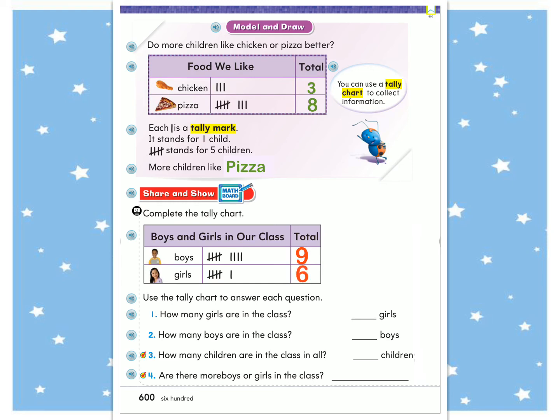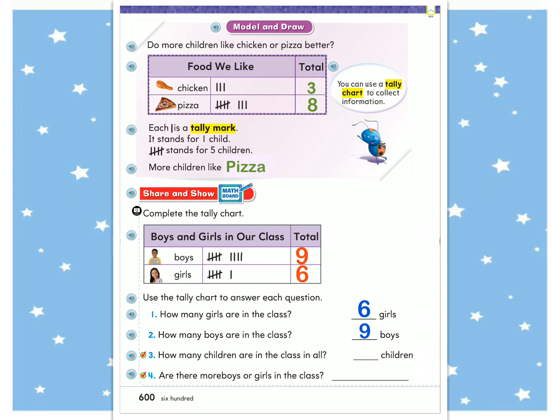Excellent. Now, use the tally chart to answer each question. Question number 1 says, now I want you to help me. Yes, how many girls are in the class? Very good. They are 6 girls. Number 2, how many boys are in the class? Very good. We said that they are 9.